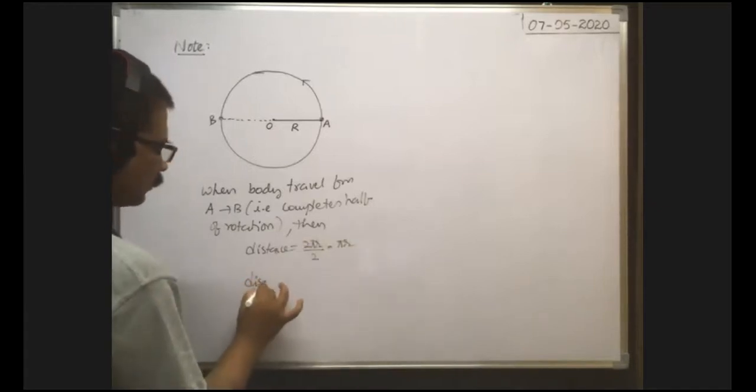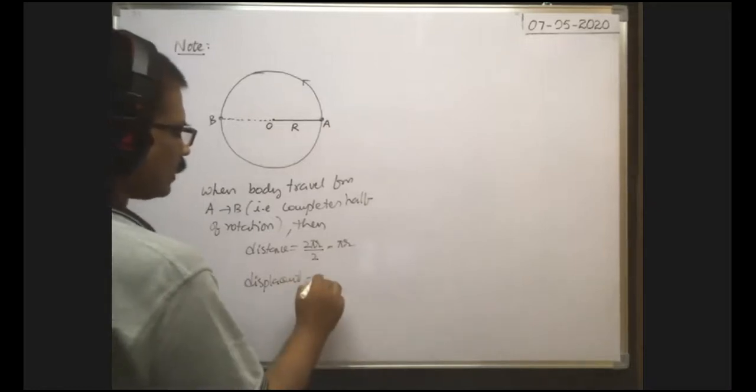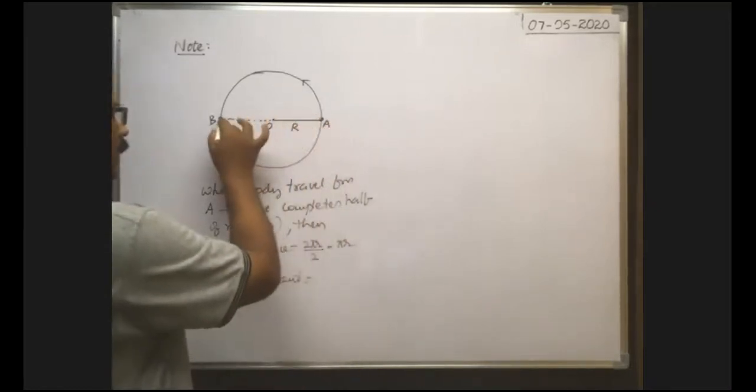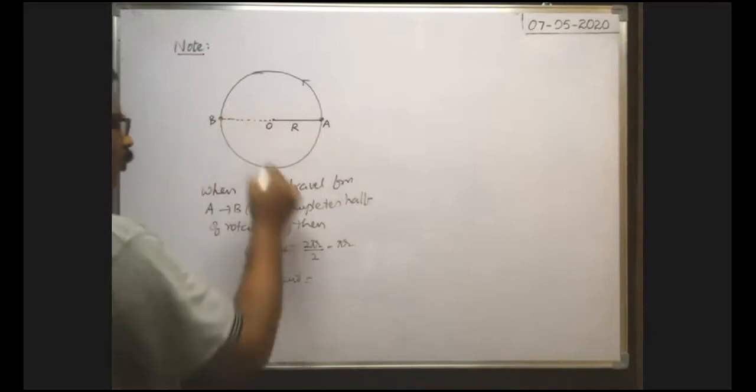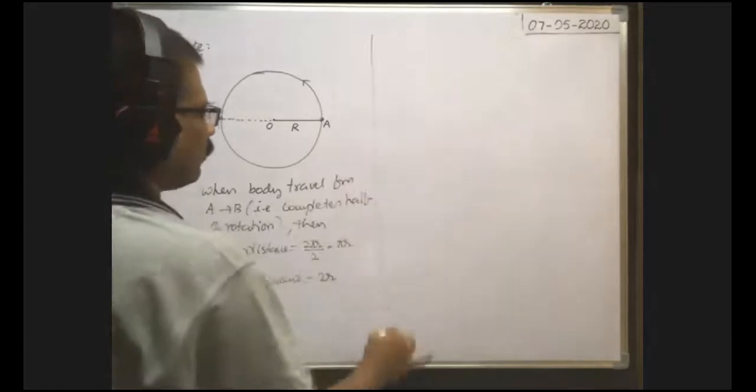Displacement in this case is equal to, the initial point is this one, the final point is this one. The shortest distance between these two is equal to the diameter. That's why 2 into r. This is the displacement of the body.